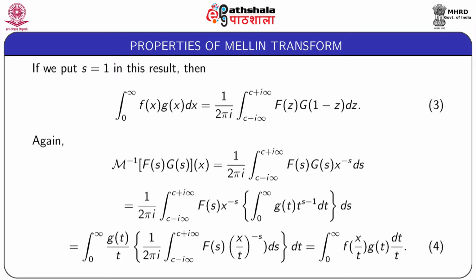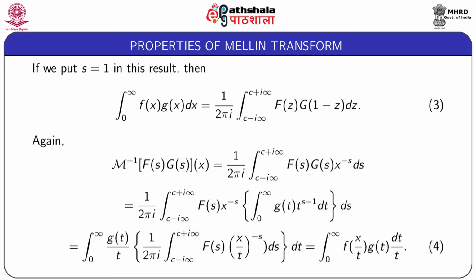Now, interchanging the order of integration, we can write integral from 0 to infinity g(t)/t, integral from c minus i infinity to c plus i infinity 1 by 2 pi i capital F(s) (x/t) to the power minus s ds dt. This step is achieved by simple calculation and interchanging the order of integration.